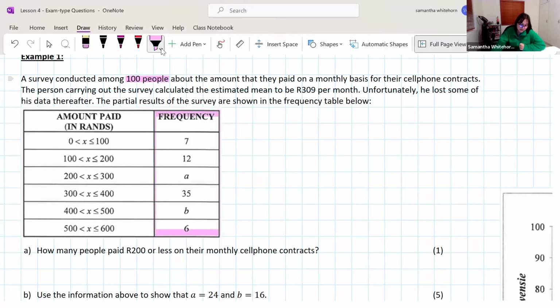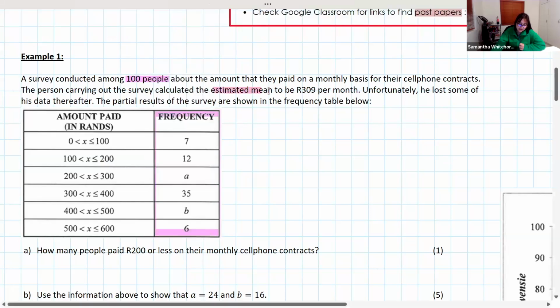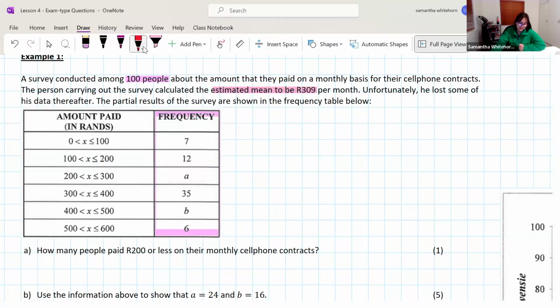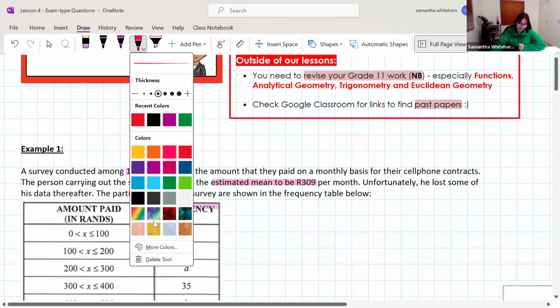The next piece of information that we were told is the fact that the estimated mean was 309 Rand. Now, this is taking us back to probably our grade 10 stats. We might have done a little bit of this in grade 11, but pretty much grade 10 stats. So what is estimated mean?